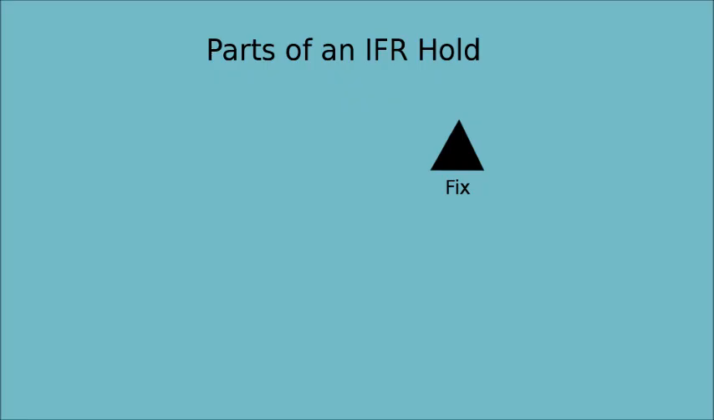Some fixes are simply the location of a navigational aid, such as an NDB, VOR, or VORTAC. Some may be identified as an intersection of radials from more than one VOR or VORTAC. Others may be GPS waypoints, and can only be identified with RNAV. The important point is that it can be identified by navigational aids in the absence of visual references.